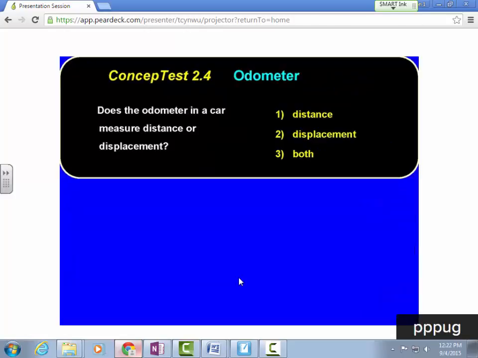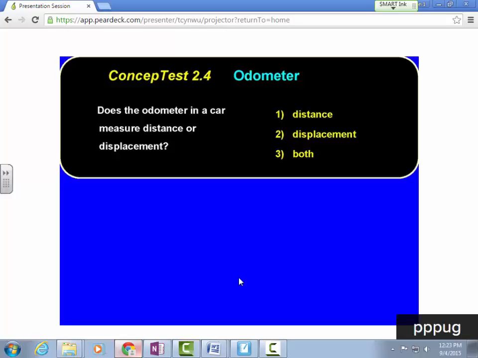Does the odometer in a car measure the distance or the displacement? 5, 4, 3, 2, time. The answer is? Distance is correct.